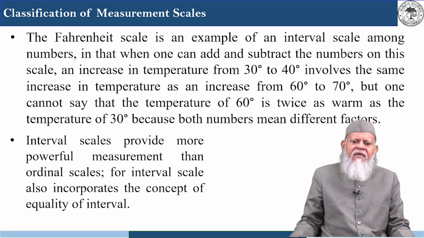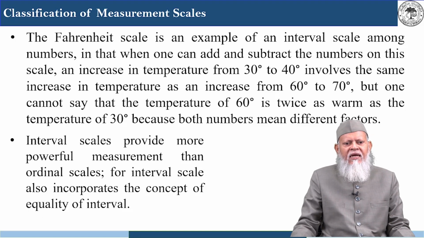The Fahrenheit scale is an example of an interval scale among numbers, in that one can add and subtract the numbers on this scale. An increase in temperature from 30 to 40 degrees involves the same increase in temperature as an increase from 60 to 70 degrees. But one cannot say that the temperature of 60 degrees is twice as warm as the temperature of 30 degrees, because both numbers mean different factors.